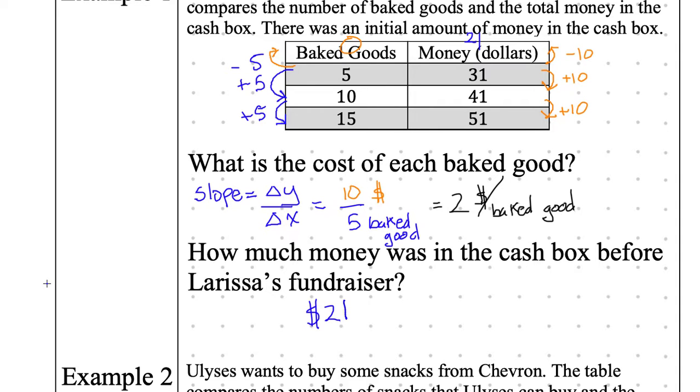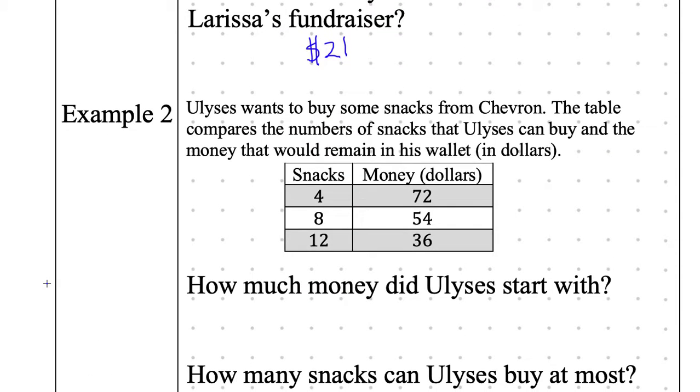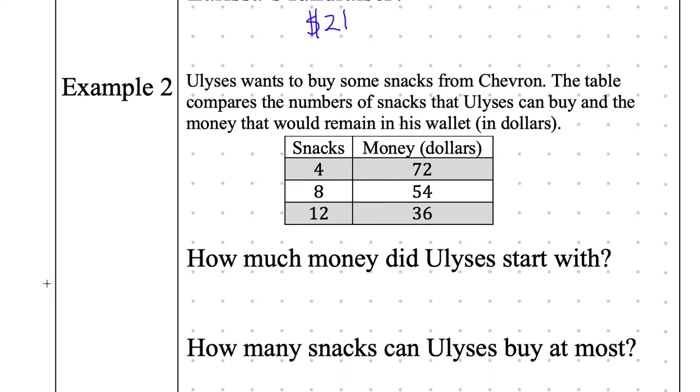Let's go to example number 2. Quiet raise hand to read. Who wants to read? Charles. Ulysses wants to buy some snacks from the Chevrolet. The table compares the number of snacks that Ulysses can buy and the money that would remain in his wallet in dollars. Perfect, thank you. So Ulysses, you have a lot of money it looks like. So you have at least $72 when you're going to buy some snacks.